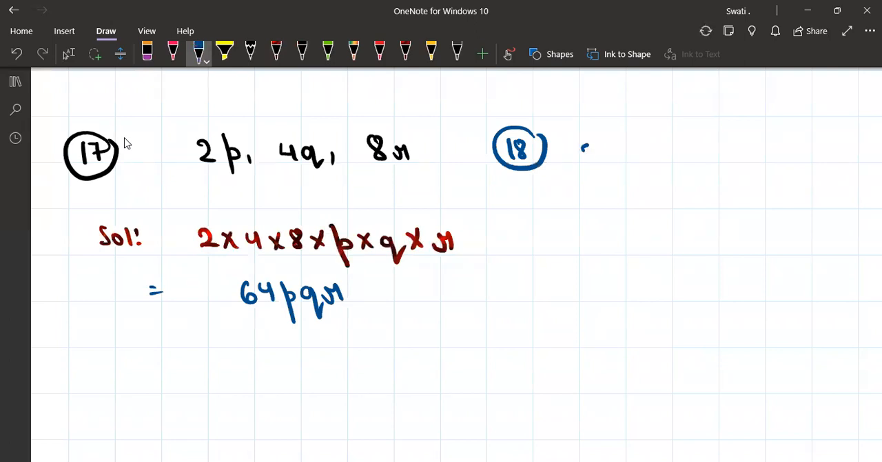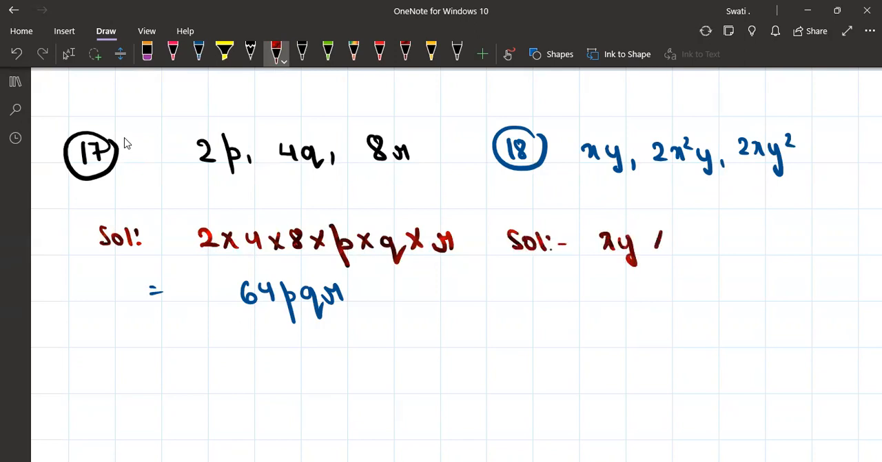Okay, we can go to the next question. So xy, 2x squared y, 2xy squared. It simply means we need to multiply these terms. So xy times 2x squared y times 2xy squared.